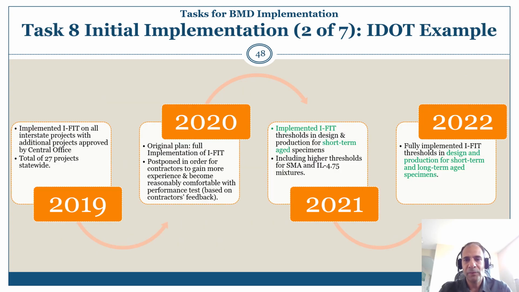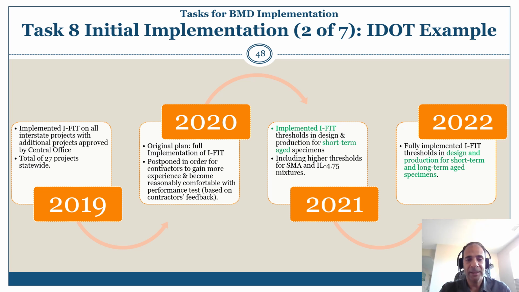So here's an example from Illinois Department of Transportation. In 2019, they already had the Hamburg wheel tracking test implemented as part of their specs, and they were looking into the implementation of iFit. Now, they started the implementation as a phased-in implementation, where first the iFit was implemented on all interstate projects, with any additional projects approved by the central office. They ended up in total with 27 projects statewide.